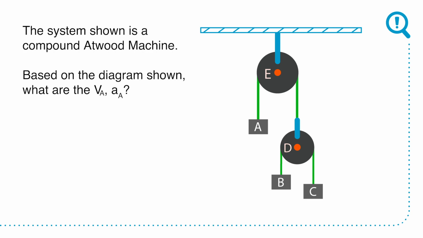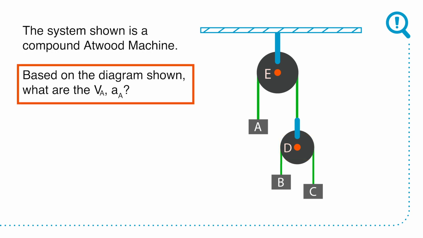This is a compound Atwood machine. So you have a mass at A that's hooked up to another mass that's really a pulley plus a second set of masses B and C. The pulleys have centers at E and at D. And you're asked to find what the velocity of A is and the acceleration of A.